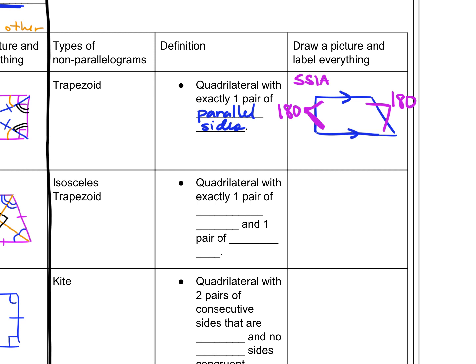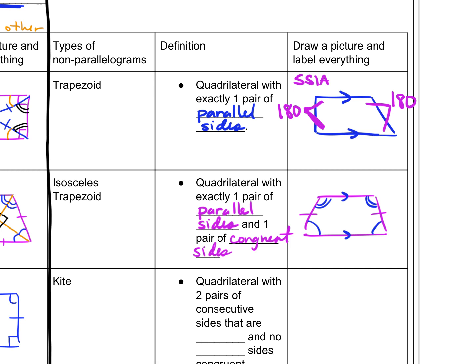Okay, so then if we get an isosceles trapezoid, it still has exactly one pair of parallel sides. And it has one pair of congruent sides, right? It's actually going to have two pairs of congruent angles. So in an isosceles trapezoid, your base angles will be congruent. So those will be the same. And those will be the same.